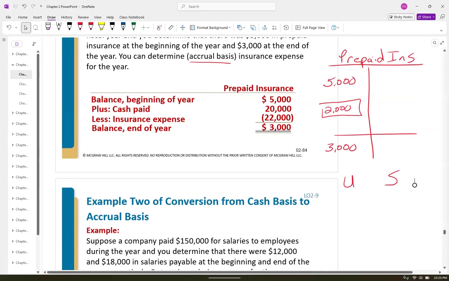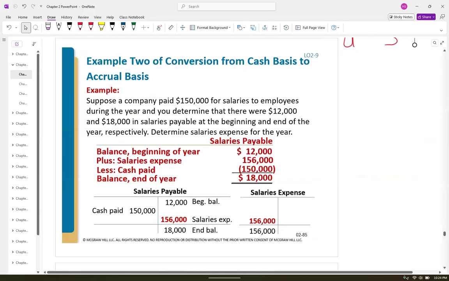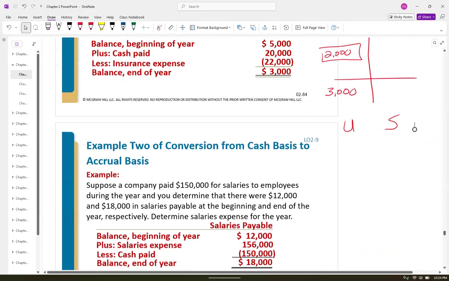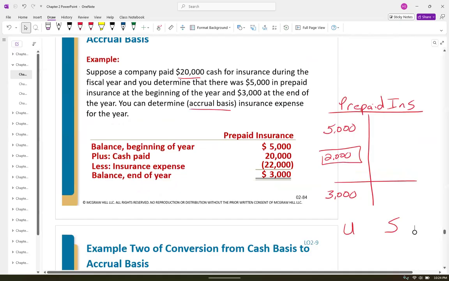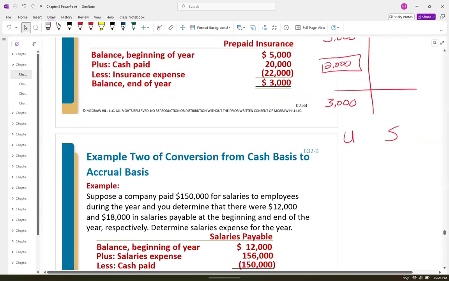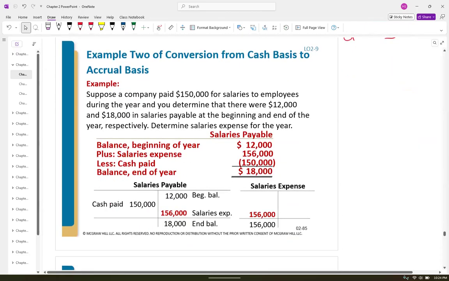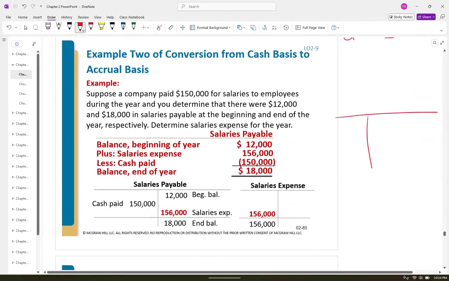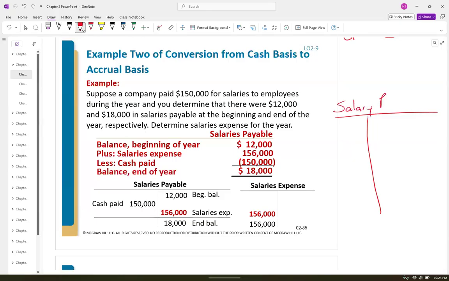Okay. So then if they wanted to, oh, that's not the same one. Okay. All right. So that is transferring that. This is a different one. So let's look at it. I'm going to write out that salary payable. Oh, they already have the salary payable.